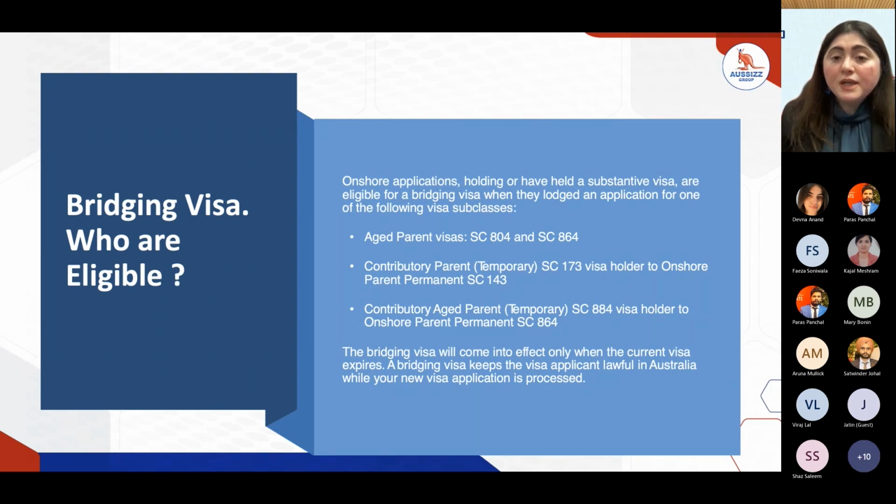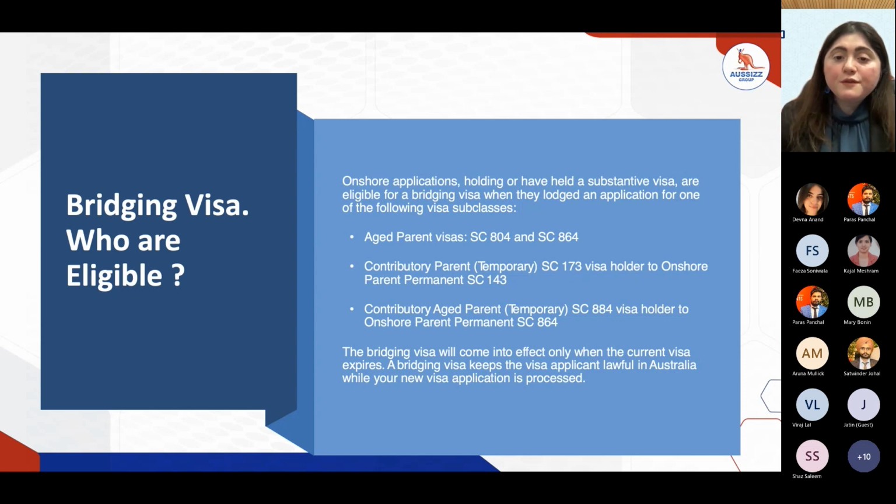Bridging visa, who is eligible, like I've discussed. If you're lodging an aged parent visa, 804 or 864, then you get a bridging visa. For example, I'll take examples so it's easier to understand. If your parents are in Australia on a tourist visa and they meet the criteria for the aged parent visa, you lodge the 804 and 864, they get to stay in Australia if you have lodged a valid application meeting all the requirements. If it's a valid application, they get a bridging visa A so they can lawfully continue to stay in Australia while the application is being processed.